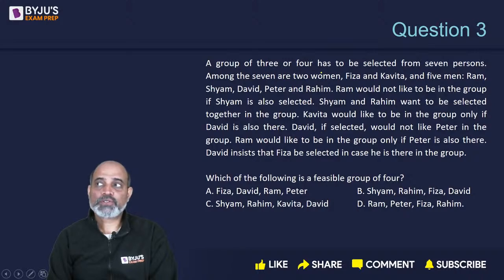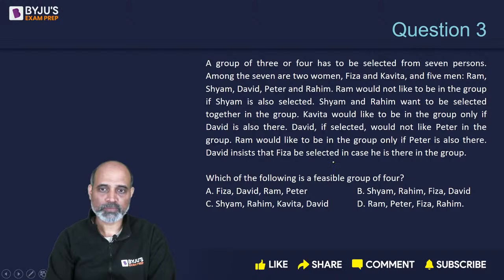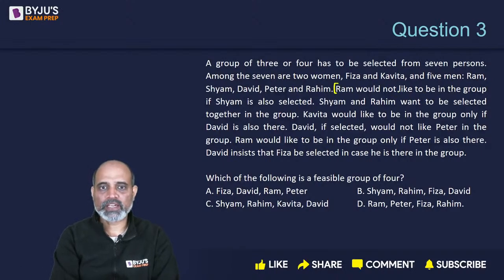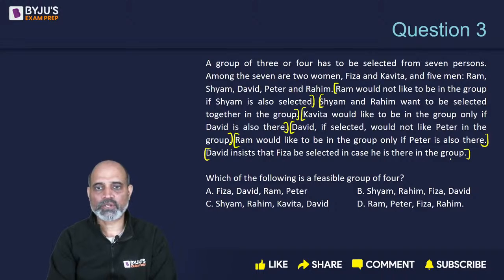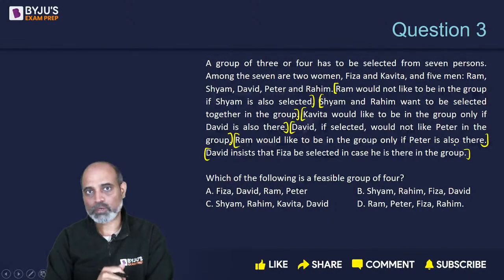So we have 7 people, out of which there are 2 female and 5 male, and we need to form a group of either 3 or 4 people. And there are certain conditions about them, that somebody wants to be in a group if somebody else is selected, somebody else will also be there, Kavita will be there only if this happens. This is the next one. Then this is the next one, and then this is the last one. These are 1, 2, 3, 4, 5, 6 conditions. So we will not try to form the groups, we would rather look at the question and the options.